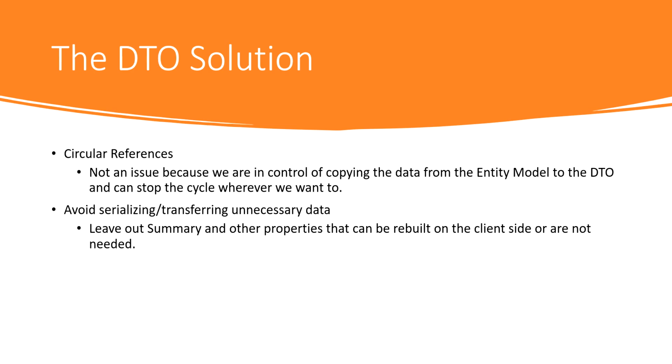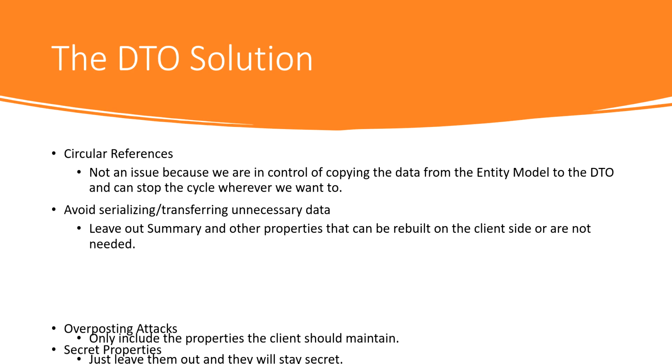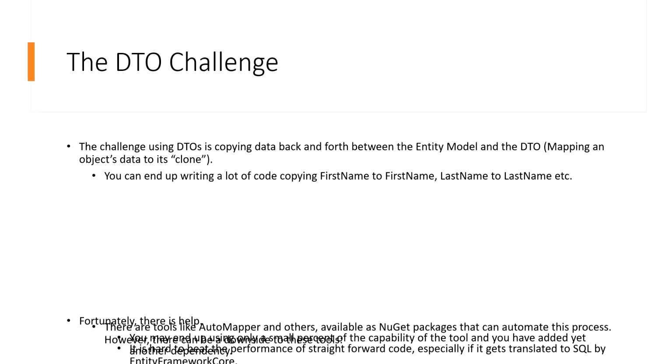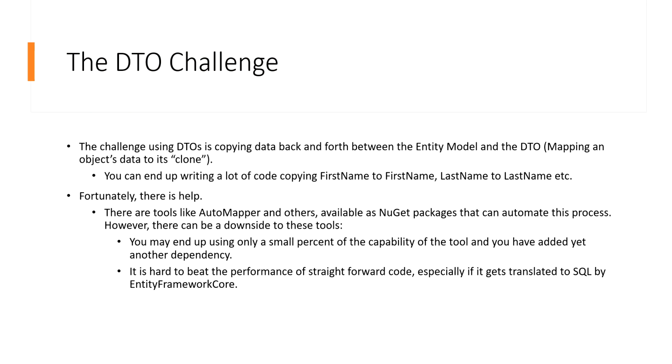We'll avoid unnecessary data because we'll leave out anything we don't want. Overposting attacks, secret properties, all this gets solved by using DTO objects. Now the challenge of using DTOs is copying the data back and forth, right? So you have your entity model with all the properties, and your DTO model. You want to get the data from the database and put it over into DTOs.